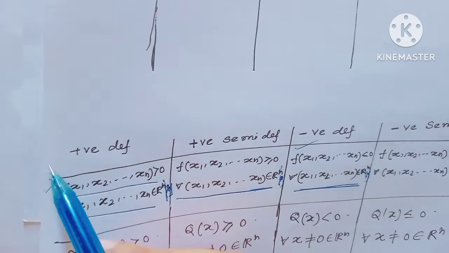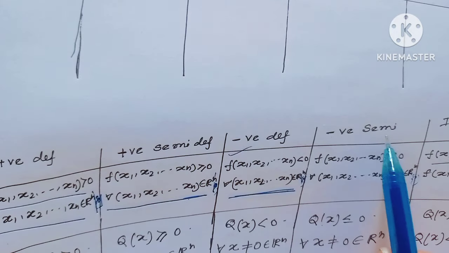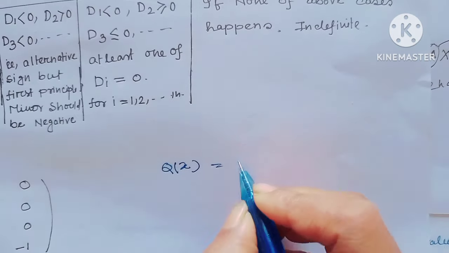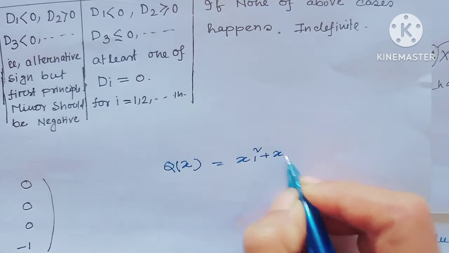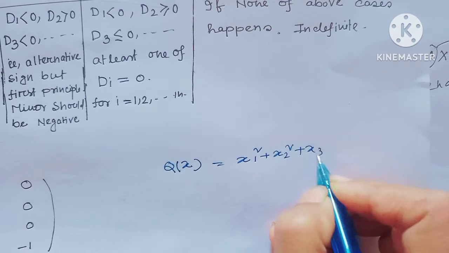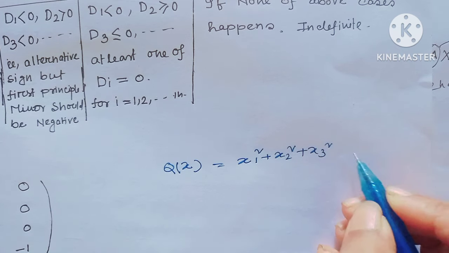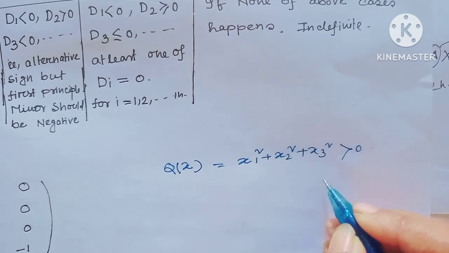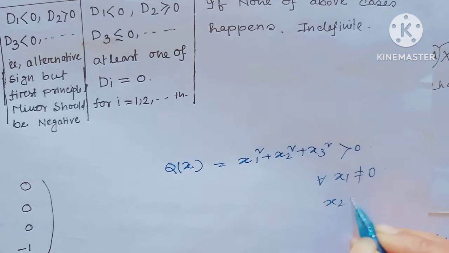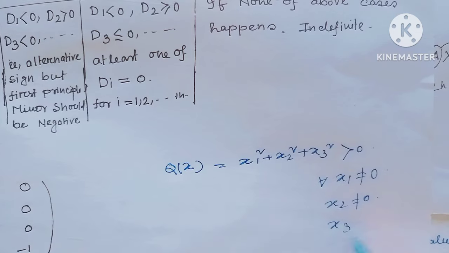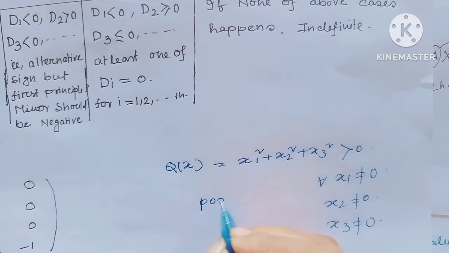This is the first criterion for positive definite, positive semi-definite, negative definite, negative semi-definite. For example, if Q(x) = x1 square plus x2 square plus x3 square, then this value is always strictly greater than 0 for all nonzero x, with x1 not equal to 0, x2 not equal to 0, and x3 not equal to 0. So this quadratic form is positive definite.